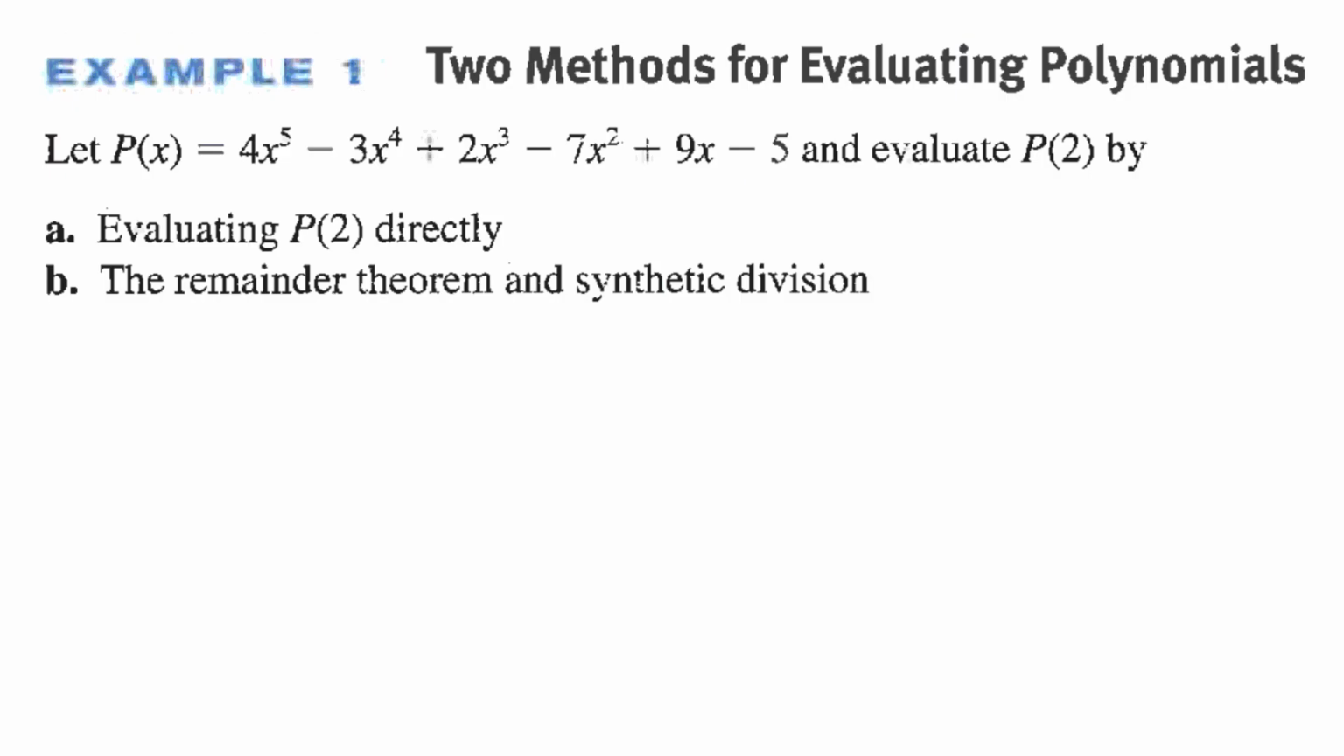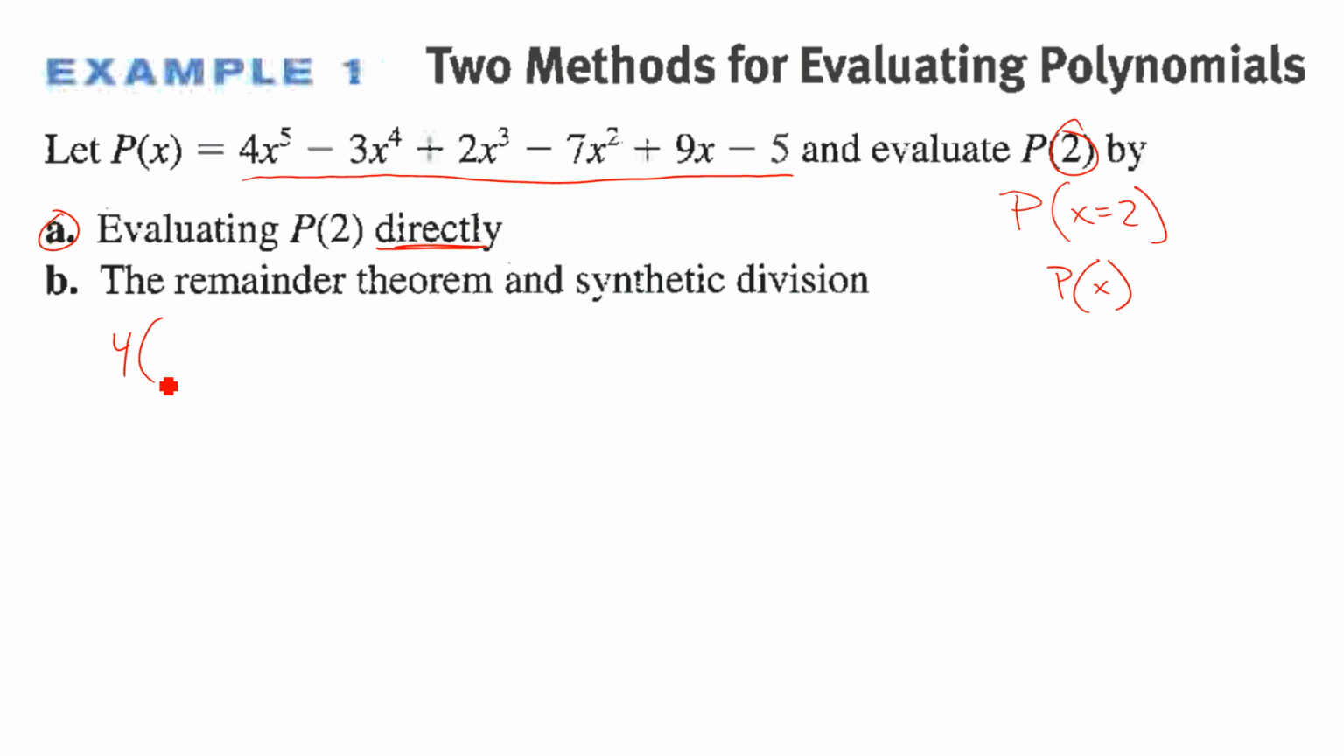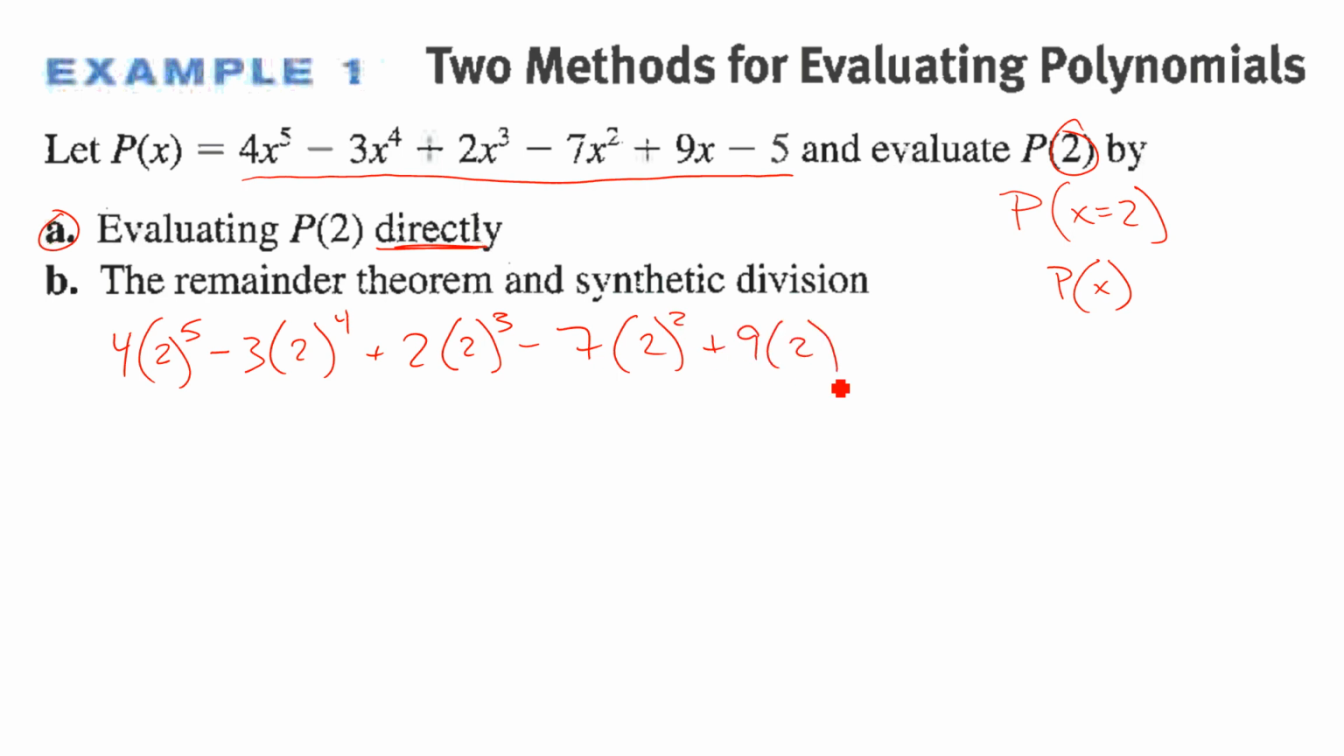All right, let's look at that in terms of an example. If you have this polynomial, 4x to the fifth, and on, what happens if you plug 2 in wherever you see an x? Remember that this is function notation, so this is saying what's the result if x equals 2, right? P of x. We'll start by just plugging it in and evaluating directly. Evaluating directly means wherever we see an x, we're going to write down 2 instead. 4 times 2 to the fifth minus 3 times 2 to the fourth plus 2 times 2 cubed minus 7 times 2 squared plus 9 times 2 minus 5.